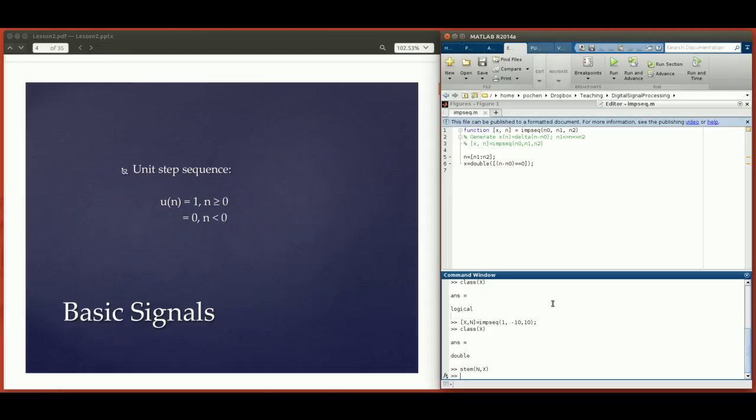So now let's write a function that can represent this unit step sequence. Again, we would like to specify at what sample point the amplitude turns from 0 to 1. We're going to make this an input parameter, and the user can specify the location. And then we would like to specify the range of this step sequence. What's the range of n? So now let's write another function. Let's call it stepseq.m. Stepseq.m.